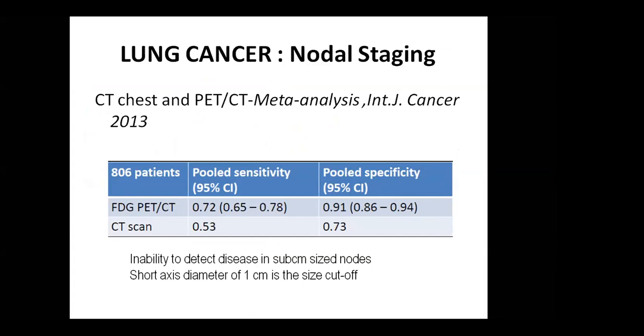Consider the specificity of the PET scan for detecting mediastinal lymph nodes. The sensitivity is slightly lower, but it is highly specific. And mind you, this is data from the Western world. The PET scores over the CT scan because the PET is able to detect disease in subcentimeter lymph nodes, and the CT scan basically relies on the size criteria. That's the difference. But what about the Indian context?